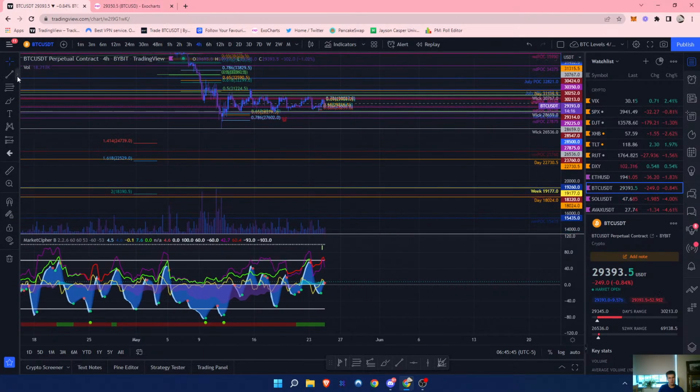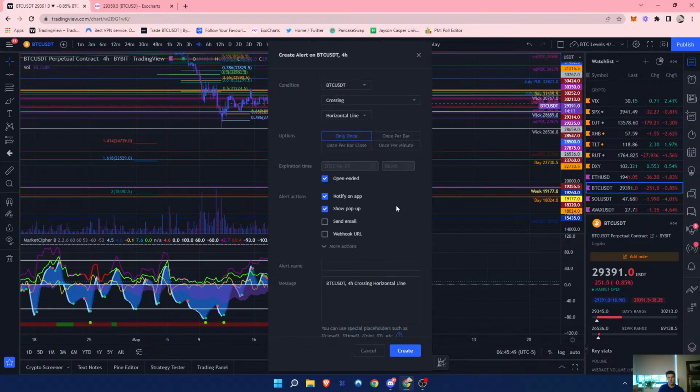And then of course we have this level 2, and this will be the same scenario as last time. 4 hour divergence.